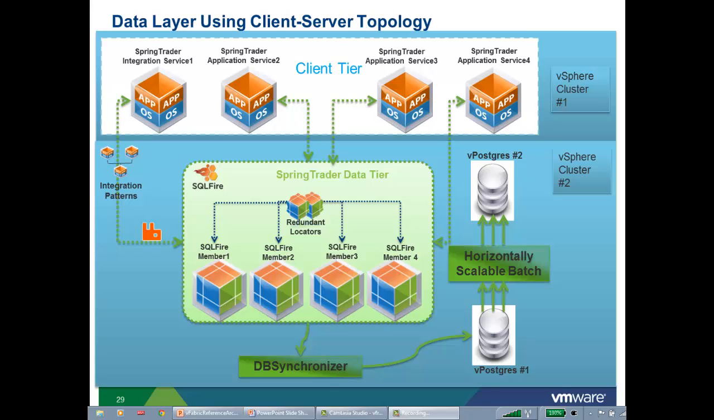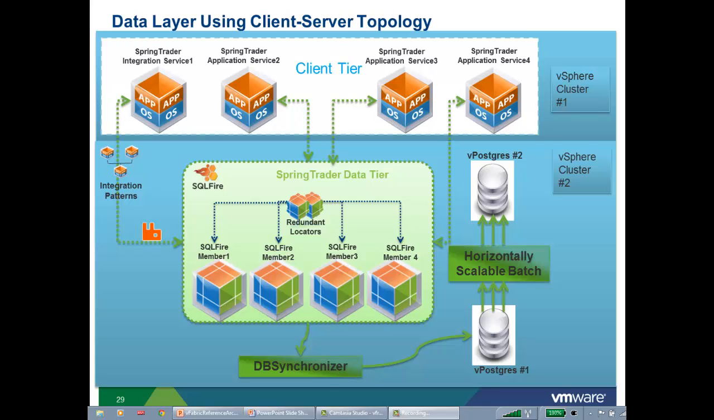At the client tier, essentially the application tier, we have two kinds of application services. Those known as SpringTrader Integration Services and then SpringTrader Application Services. Shown in the diagram are one SpringTrader Integration Service and three application services as Application Service 2, 3, and 4. The client tier communicates back to the vFabric SQLfire data fabric.